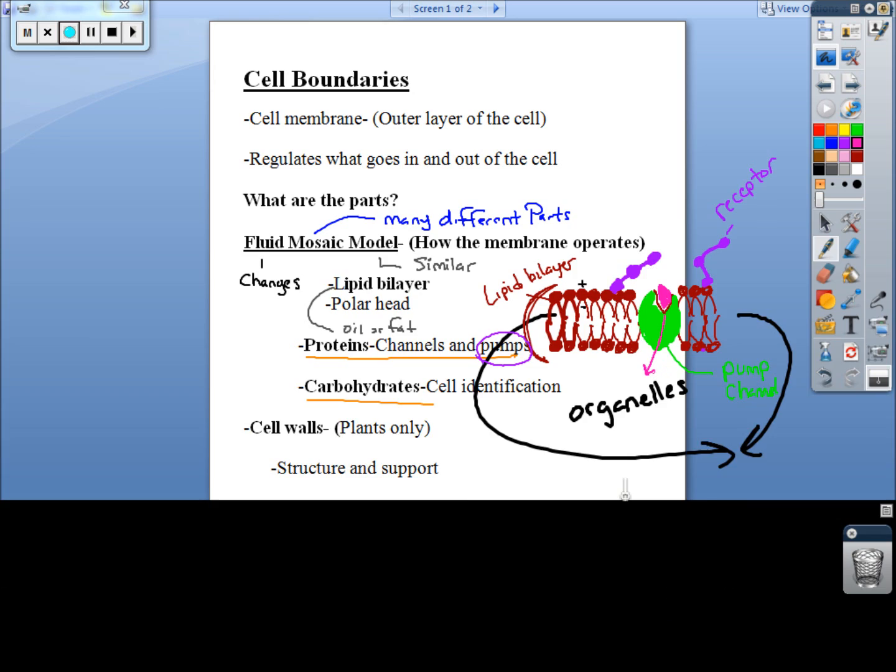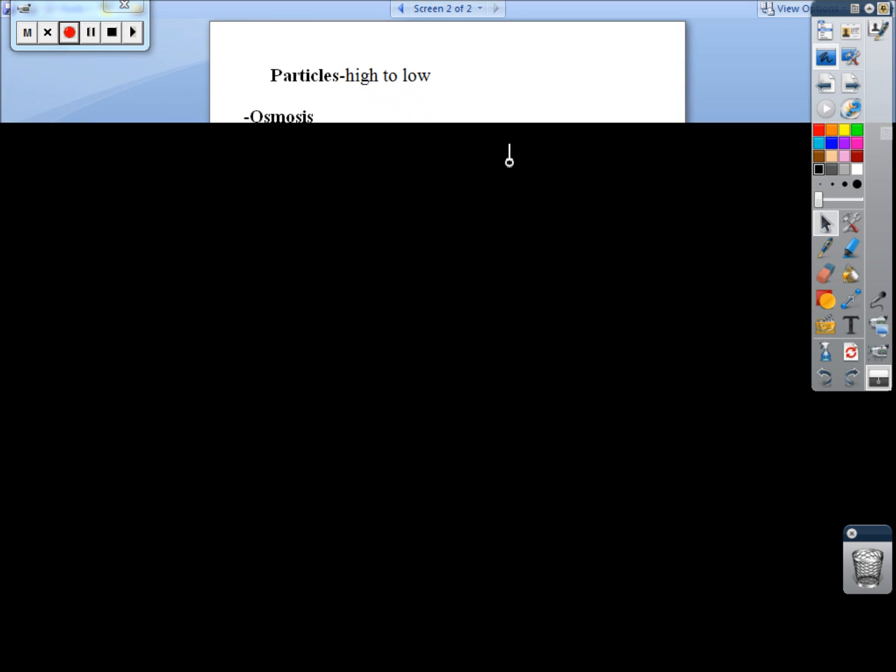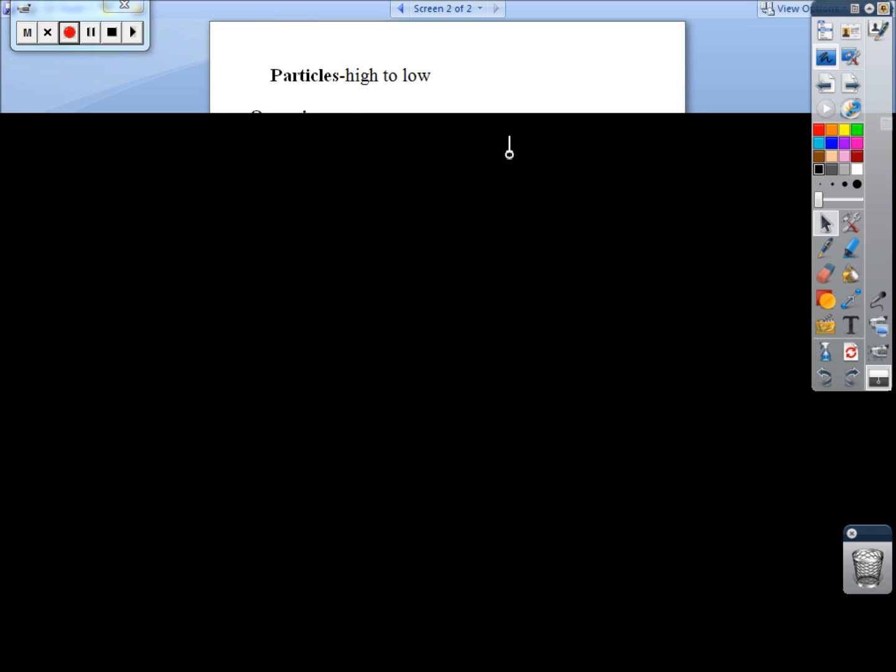Let's go to our next page here. Okay. Particles high to low. Let's put diffusion in there so we don't forget.